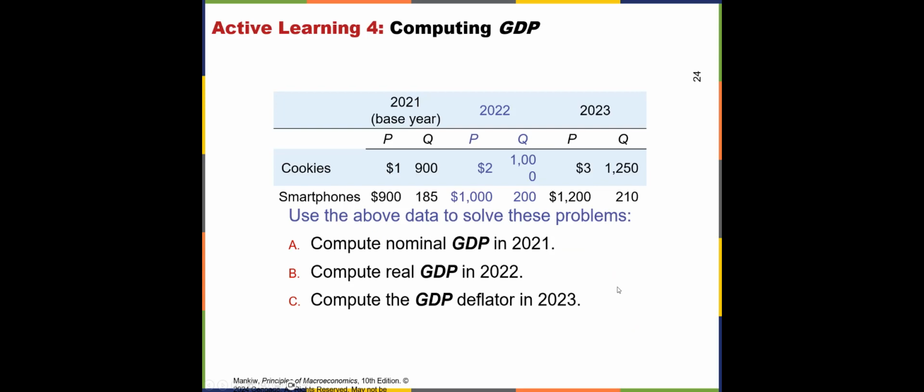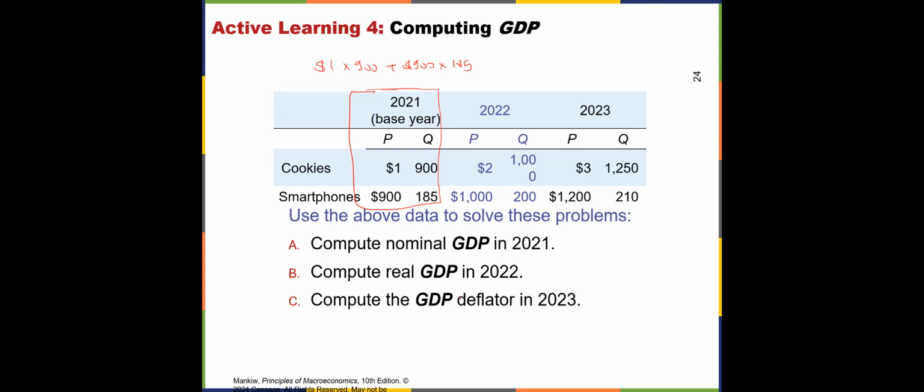So here is one example. Let's calculate A and B quickly. Compute the nominal GDP in 2021. In order to calculate the nominal GDP in 2021, I need to check the prices and quantities in 2021. So I'll take $1 times 100 plus $900 times 185. This is how you calculate the nominal GDP.